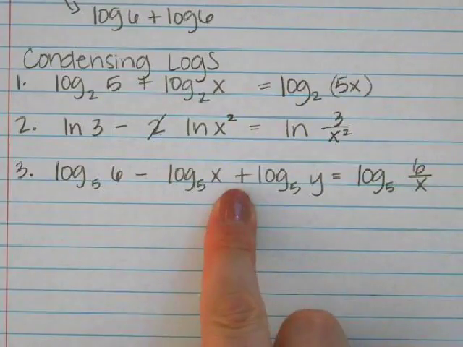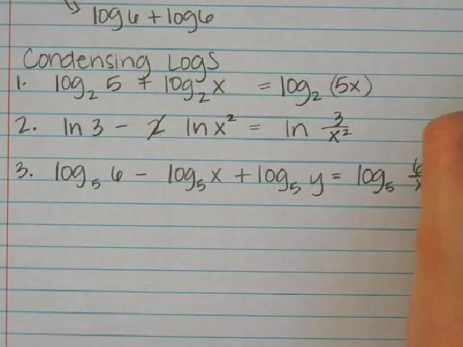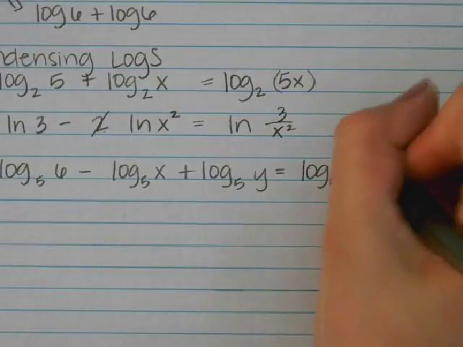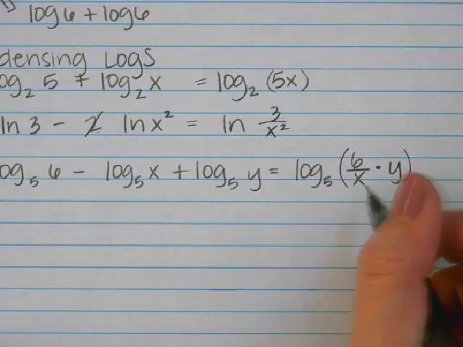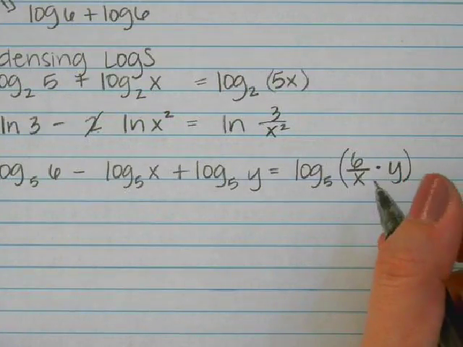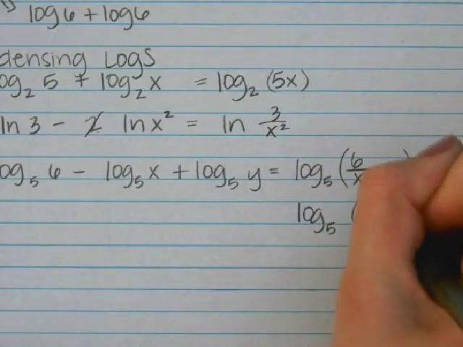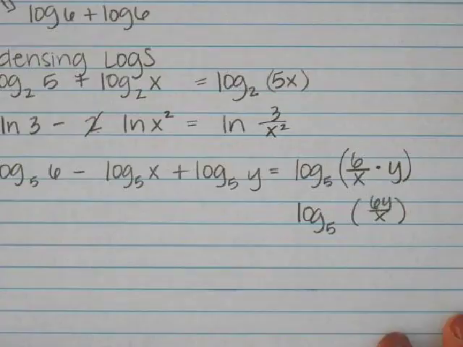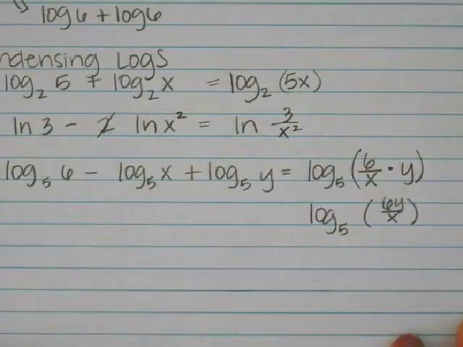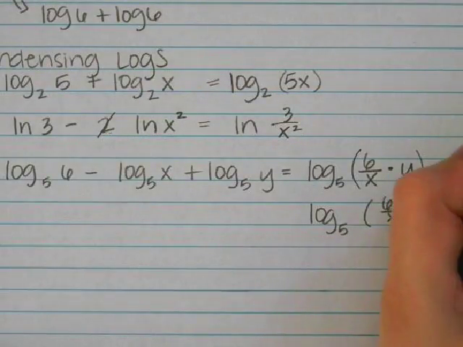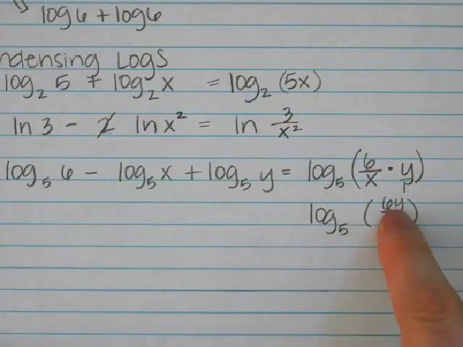What's the plus tell us? Times y. Now, most people would not really write it like that, although this is not incorrect. That is a good answer. You can leave it like that. Most people would say log base 5 of 6y divided by x. So when you are condensing, most people would think of this as y divided by 1. And then you could multiply the tops of the fractions to get 6y and multiply the bottoms of the fractions to get x.